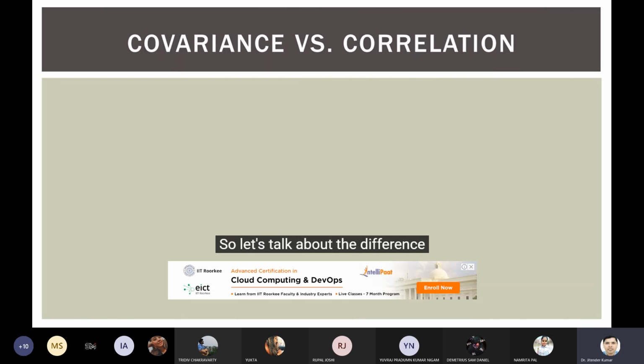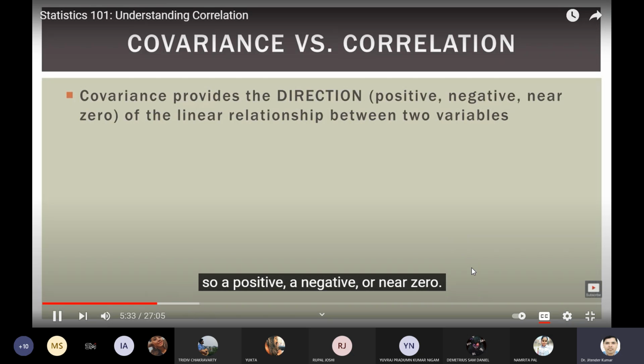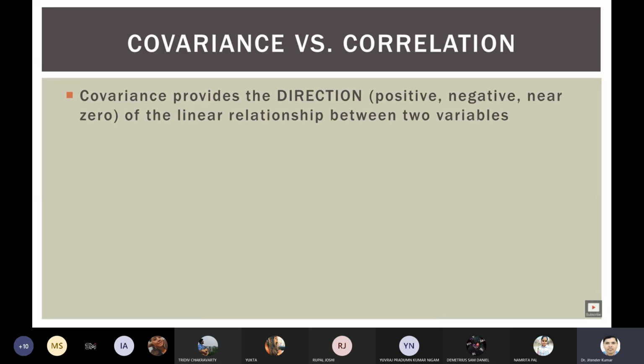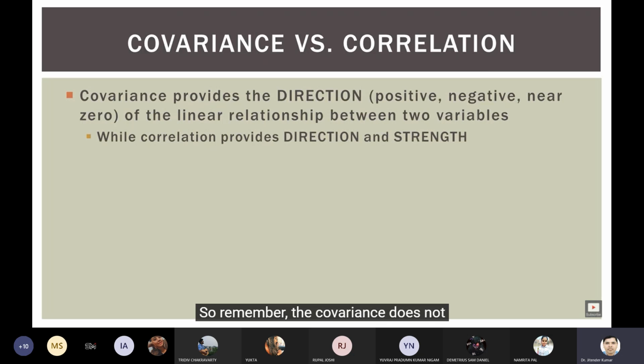So let's talk about the difference between the covariance and correlation. Now, the covariance provides the direction, so a positive, a negative, or near zero. It provides the direction of the linear relationship between two variables, while the correlation provides direction and strength. So remember, the covariance does not tell us anything about the strength of that relationship, just the direction. The correlation overcomes that limitation by describing the direction and the strength.